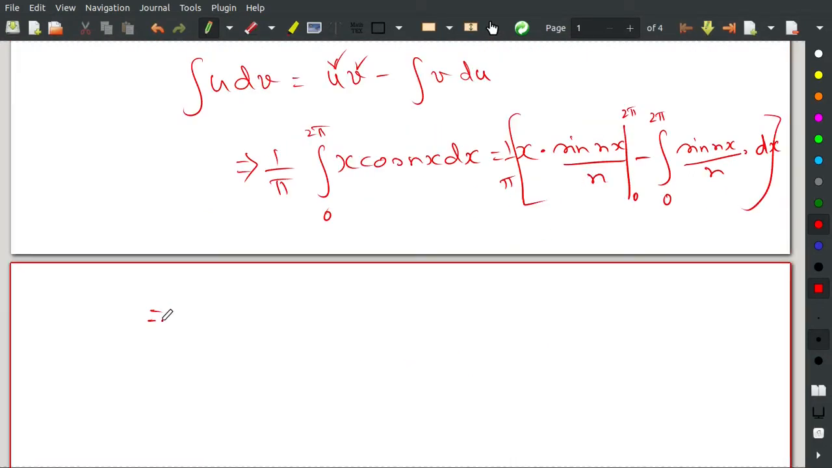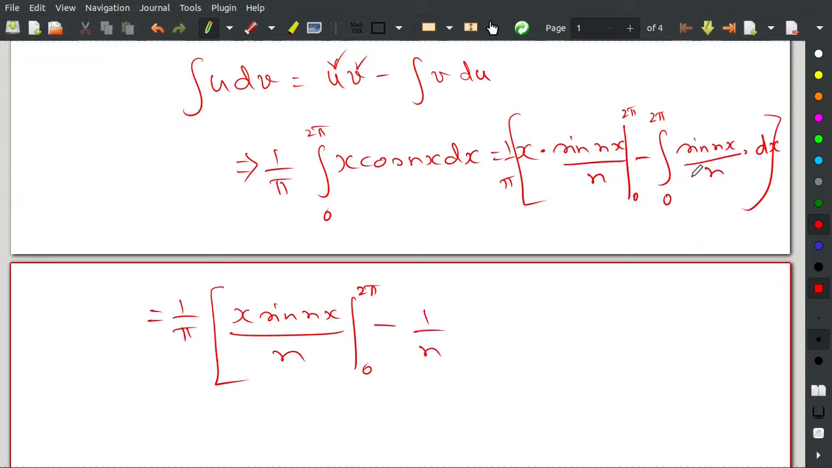So you can write this as 1 by pi. We can substitute the limit later after evaluating this integral. So we have x sin nx by n, limit 0 to 2 pi, minus this integral. We can take this n outside because it is not a function of x, so we are left with the integral of sin nx dx. The integral of sin nx dx is nothing but minus cos nx by n, and the limit is 0 to 2 pi.